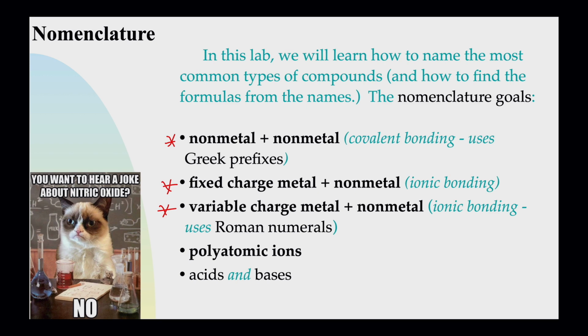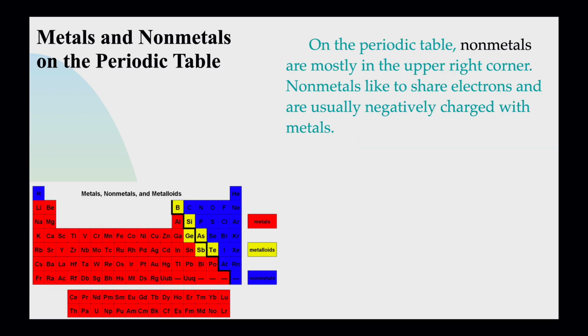And then we'll overview real quickly polyatomic ions and also talk about acids and bases, all things really important in chemistry. So let's get into it. But before we do this, we've got to know where the metals and nonmetals are on the periodic table. So here's a little cheesy graphic, an overview of the periodic table.